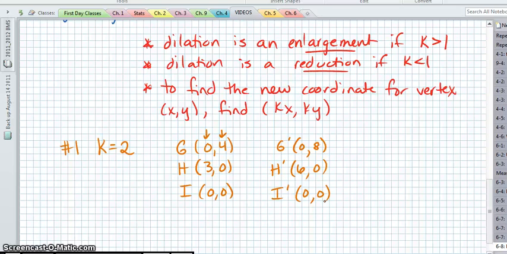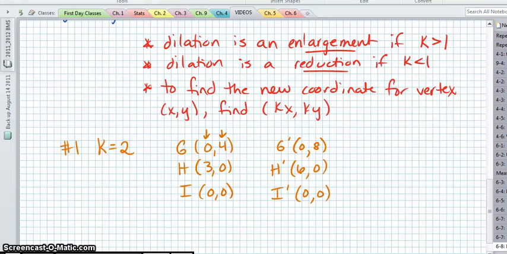What I'd like you to do now is to take a look at number 3. Please go ahead and find the coordinates of T, U, and V, and then multiply those coordinates by the scale factor of 1/2, and graph the smaller image. Hit pause, and then unpause when you're ready to see what the new point should be.